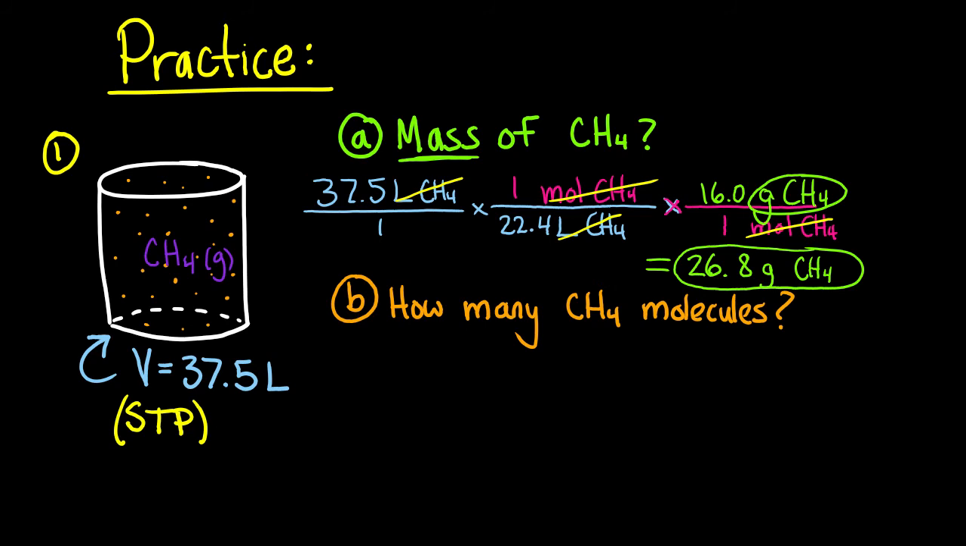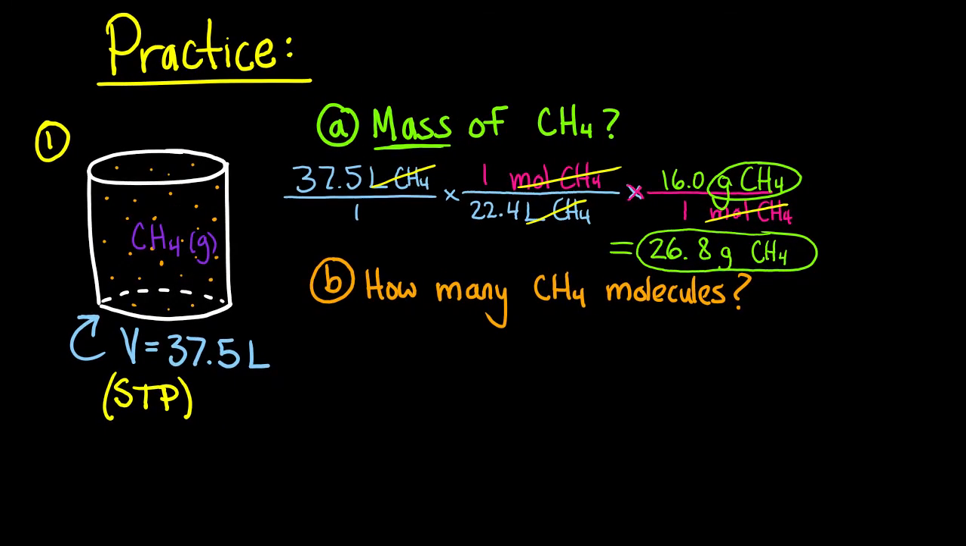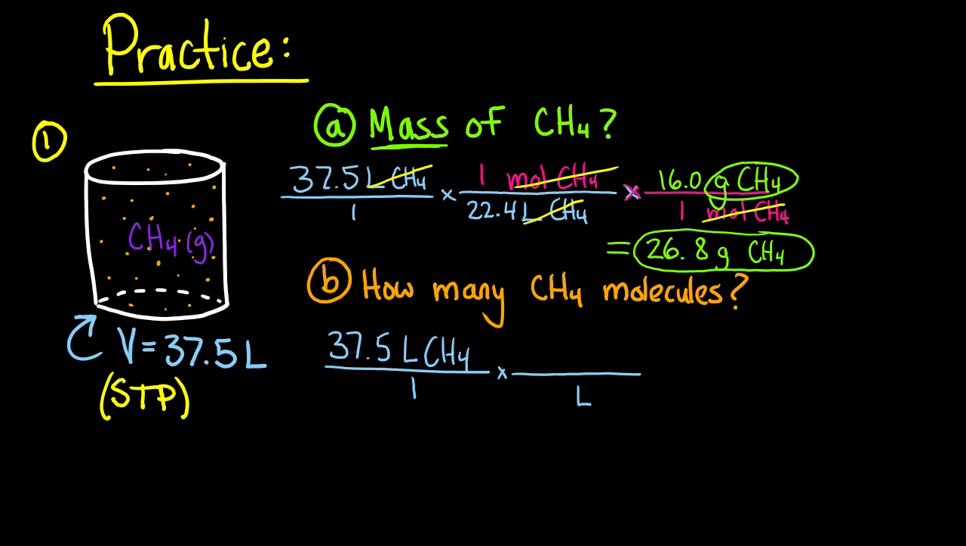Given the same information and the same style of solving, I can answer the question, well, how many methane molecules are inside this container? Since this container is still 37.5 liters of gas at STP, I'm going to start off again with 37.5 liters of methane. And I put my units over 1 when they're one-dimensional in terms of the math. So 37.5 liters of methane. I'm going to go from liters of methane to moles of methane.